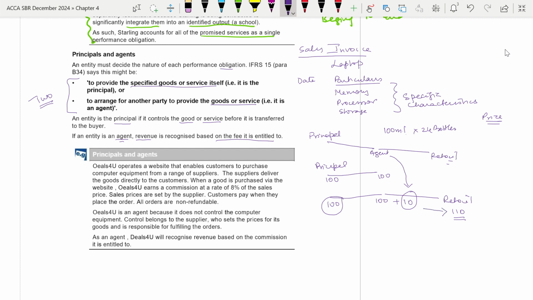We have to divide, segregate like this. That is the reason they are saying the role of the principal and the role of the agent. The agent will buy the product at 100 and he will sell at 110. The revenue for the agent is only 10. The revenue for the principal is 100. Okay? Read this example again.